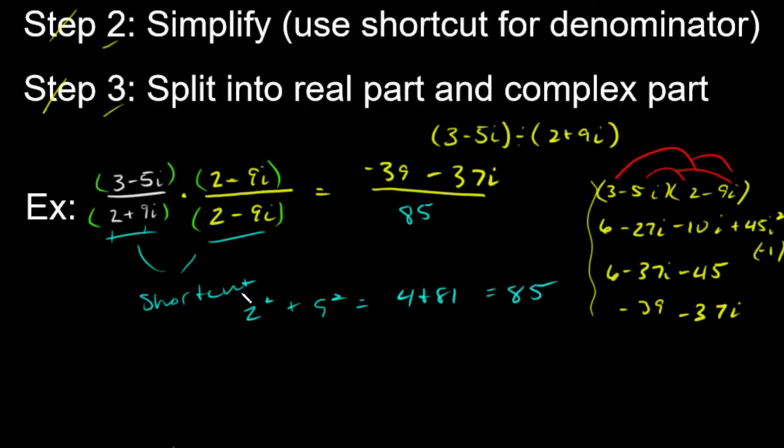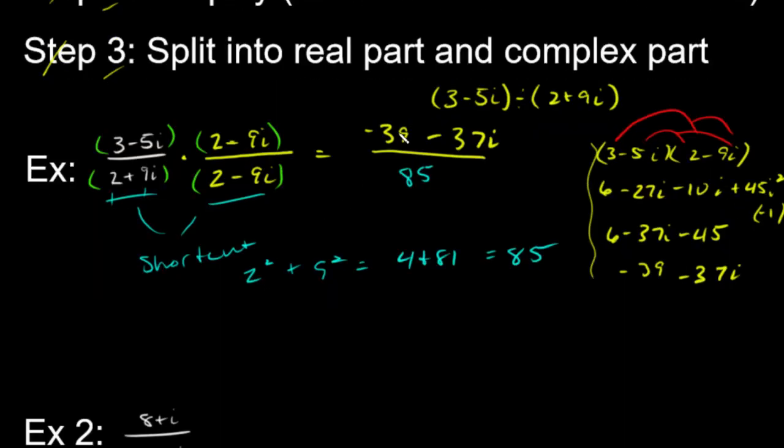And now what you can do is you split into real part and complex part. So the negative 39 you place over 85, and the negative 37 you place over the 85, and then you write i. Okay, so there's your problem complete.